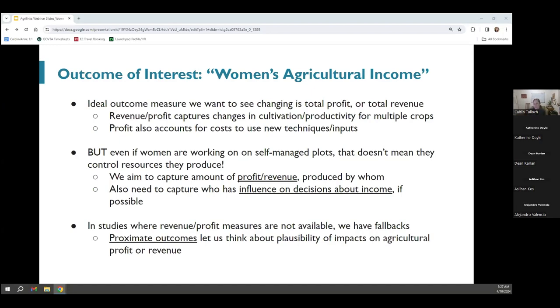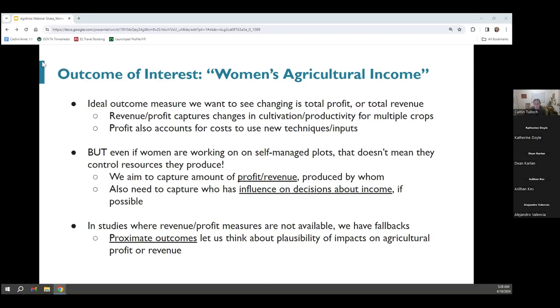There were a number of really wonderful studies reporting on both of these things. But in some cases, we didn't have good and robust measures of revenue or profits, but there were still studies reporting what I would call proximate outcomes. This would be things like yields or technology adoption, which are one step in that pathway towards improved income or control of income, but not tracing all the way through. And so we've also recorded, and in some cases informed our decision-making based on these proximate outcomes, because they let us think about the plausibility of impacts on those downstream measures like agricultural profit or revenue.